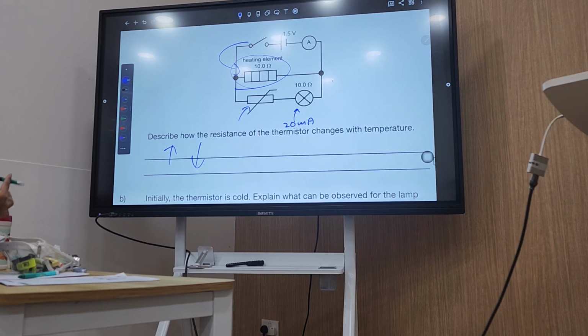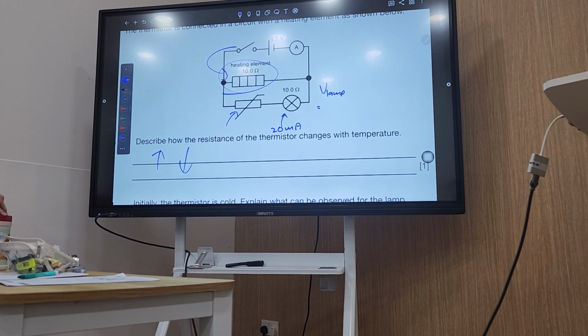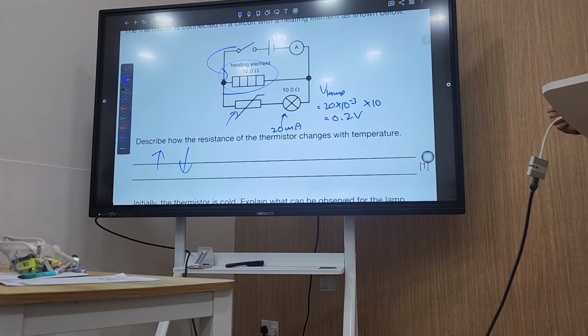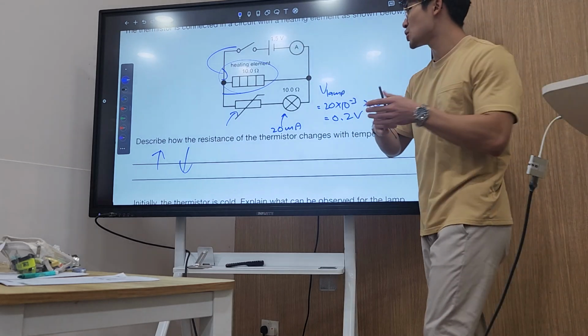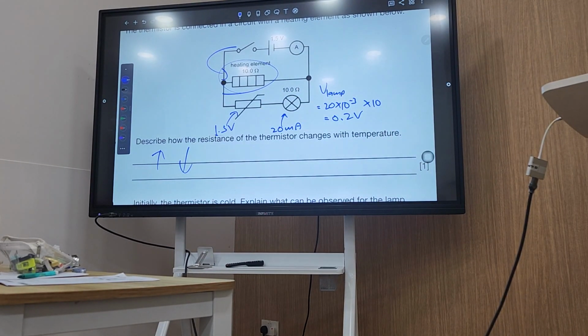Harry, what's your voltage of the lamp? What's your potential difference through the lamp? Yeah, correct. What's the answer? 20 times 10 to the power of minus 3 times 10. 0.02. Not bad. So 0.2 volts. Then your 1.5 is shared between this and this one, so this one will get 1.3. That's all. Easy? Okay, good.